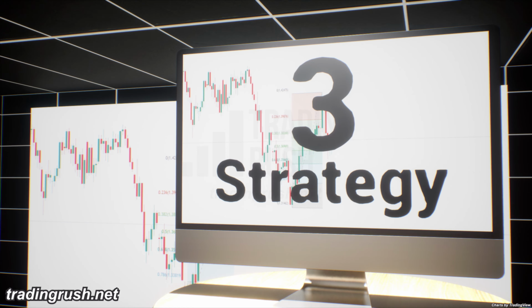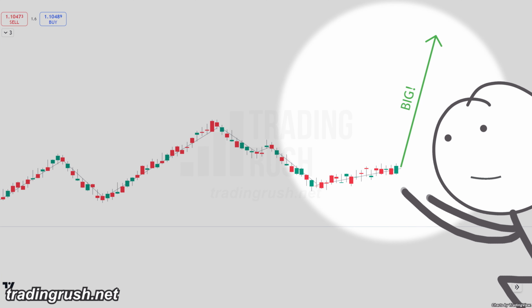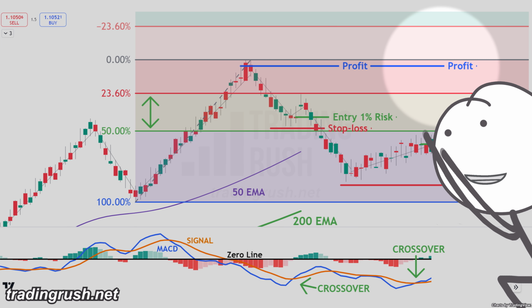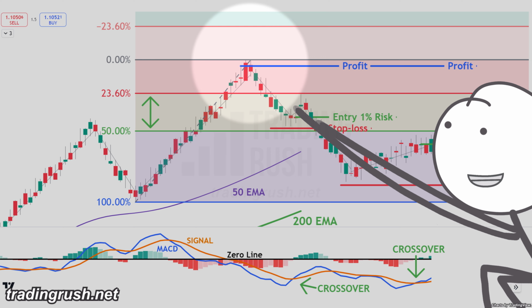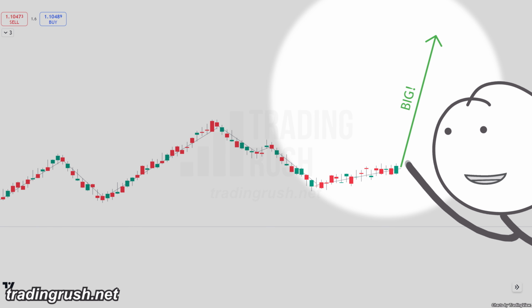Strategy number 3. But what if I wanted to catch the big move of the trend? In the previous two strategies, I have been setting the profit target before the 0% Fibonacci level. That's below the swing high in an uptrend. But what if there was some news that was moving the price up?